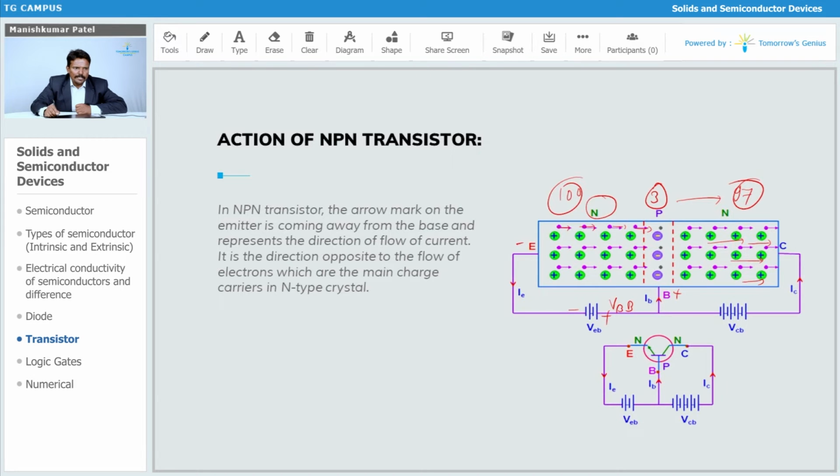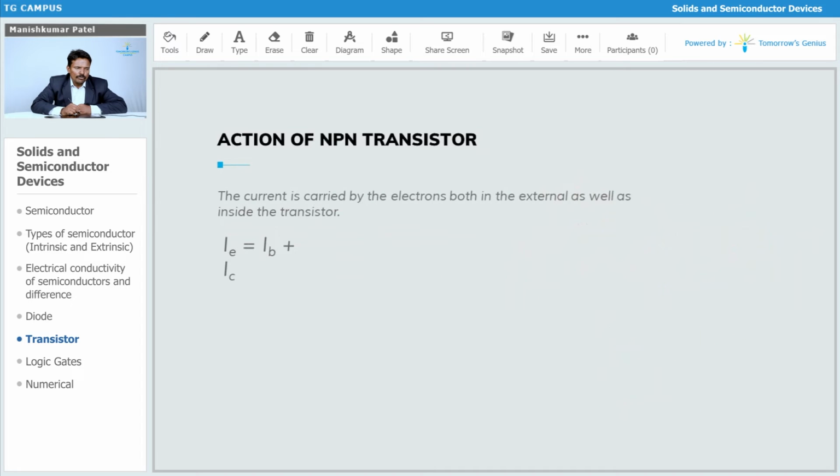At the same time, on the collector end, it is a positive terminal, which makes sure that the electrons get attracted. So definitely the flow of current will continue over here also. These are the two biasings, that means one is VEB and the other is VCB. That is how exactly it works over here.